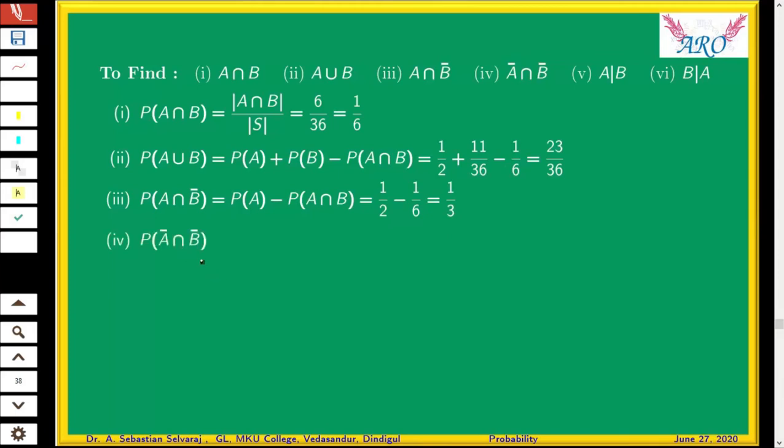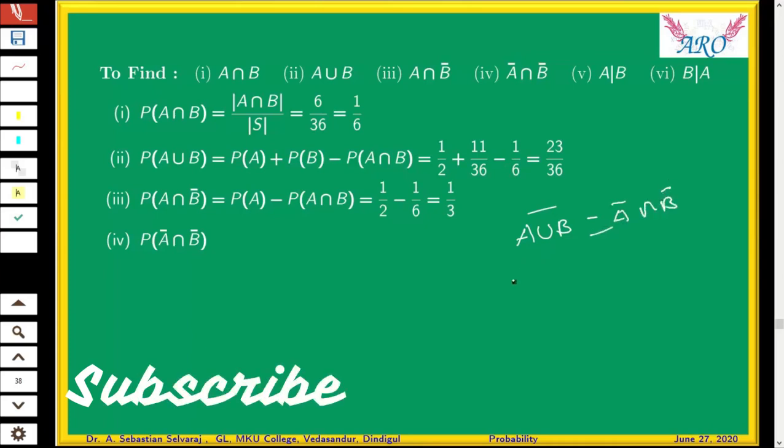Question number 4, probability of A bar intersection B bar. We know De Morgan's law. A union B whole bar is equal to A bar intersection B bar, and A intersection B whole bar is equal to A bar union B bar. We are going to apply the first rule. Instead of A bar intersection B bar, we are going to apply A union B whole bar.